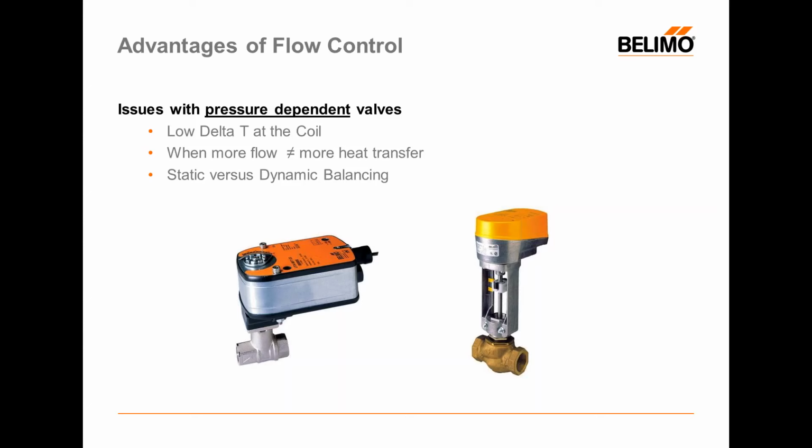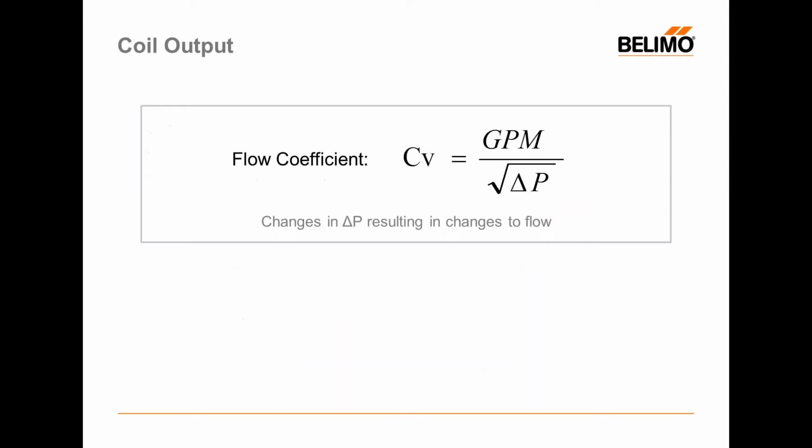We're also going to take a look at certain scenarios where additional flow through a coil might not create any more heat transfer. Obviously, that's wasteful as well. And then at the end here, we'll take a few minutes and talk about static versus dynamic balancing, because standard pressure-dependent or position control valves are all statically balanced in the system. And we'll show you how that can create some issues.